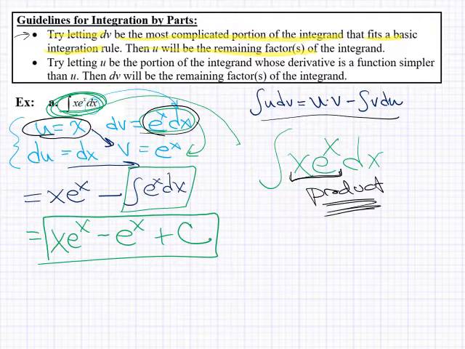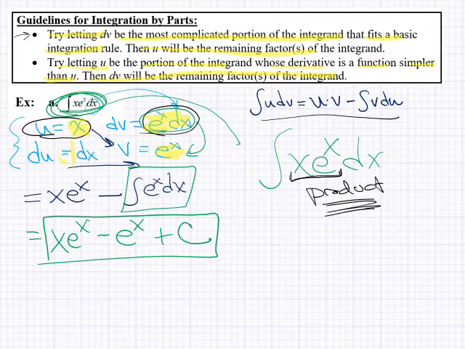Well, I don't know that x or e to the x dx is complicated, so I don't know that that really fits as much. And it says try letting u be the portion of the integrand whose derivative is a function that's simpler than u itself. Well, I think that one really applies here, and dv can be the remaining. So if you think about it, x is your u, and the derivative is just 1 dx. Well, that's definitely simpler, right? So by default, then, e to the x dx becomes my dv, and we go from there.